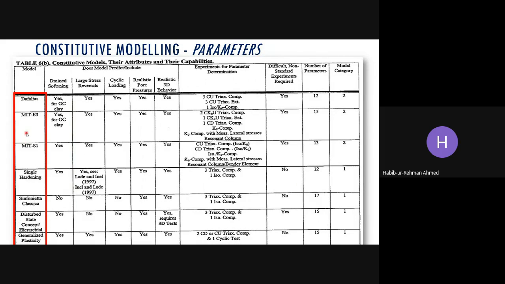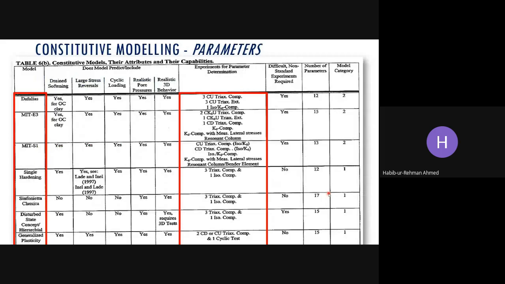Now for these more advanced models, the most critical step is the acquisition of the parameters. Like for example, for the MIT E3 model, you can see here so many triaxial tests are required in addition to the resonant column tests also. You require 15 parameters to be determined, and in this case it is 17 parameters. So these are the tests that would help you in defining this one.